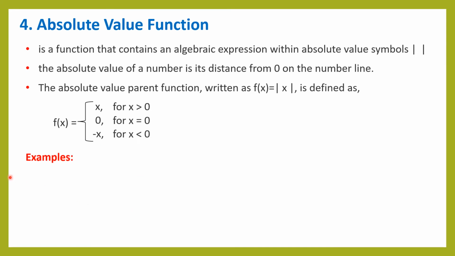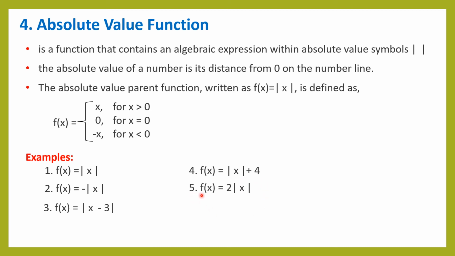So let's have here examples. Number 1, f of x is equal to the absolute value of x. Number 2, f of x is equal to negative absolute value of x. Number 3, f of x is equal to the absolute value of x minus 3. Number 4, f of x is equal to the absolute value of x plus 4. Number 5, f of x is equal to 2 times the absolute value of x.